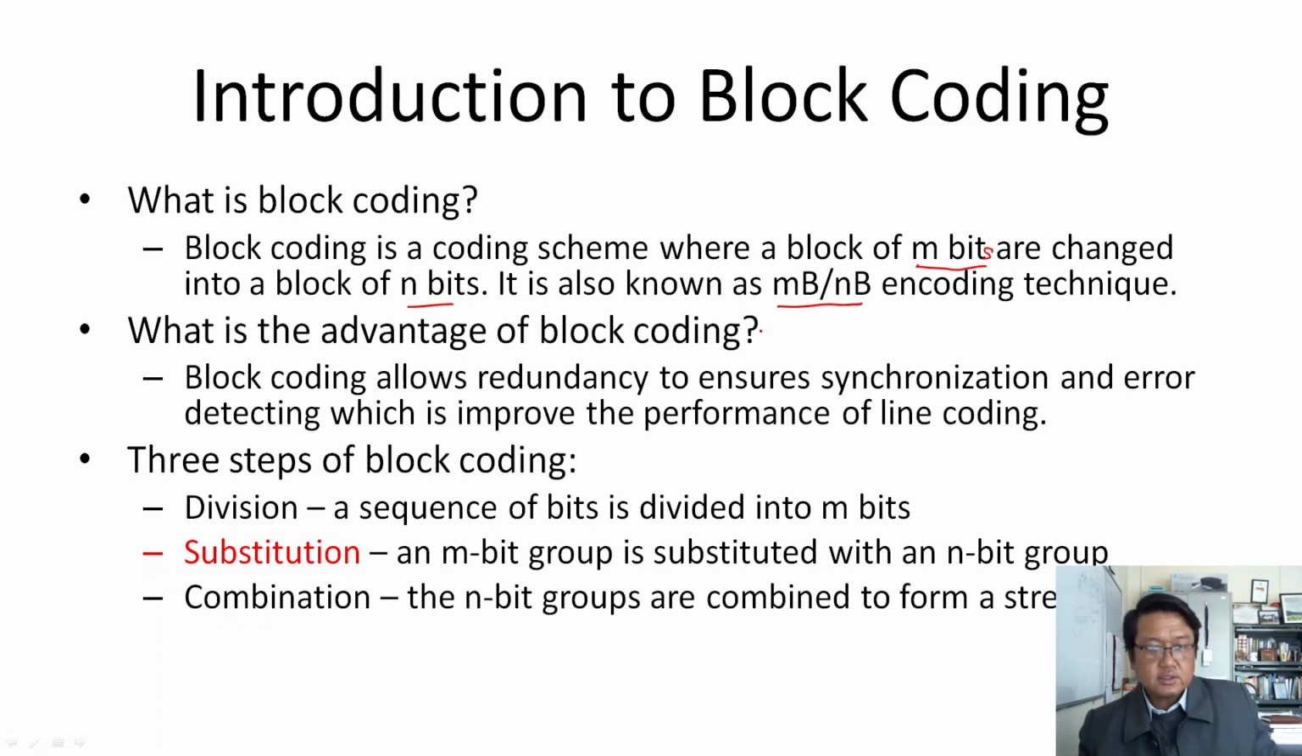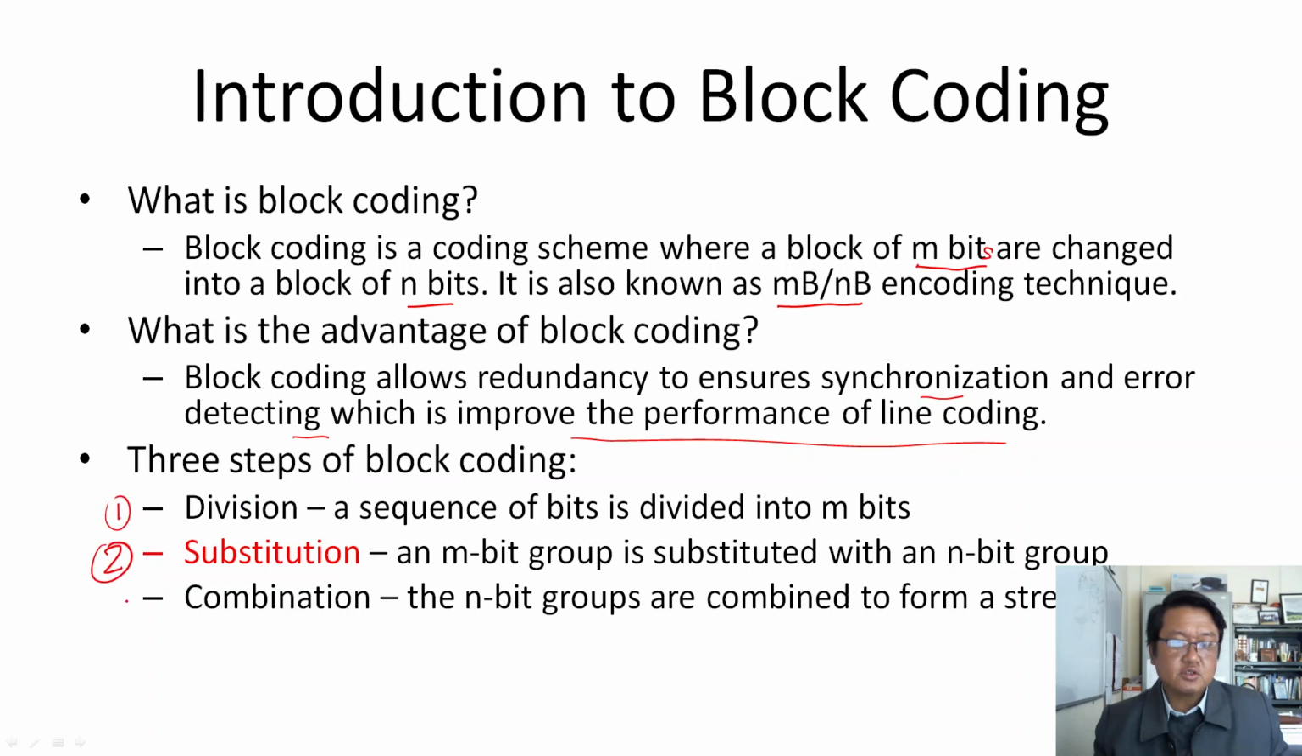and it gives us redundancy and improvement over line coding. The advantage is that redundancy ensures synchronization and error detecting. So this is an improvement of a line coding system. Basically, block coding involves three steps. One is division, two is substitution, three is combination.